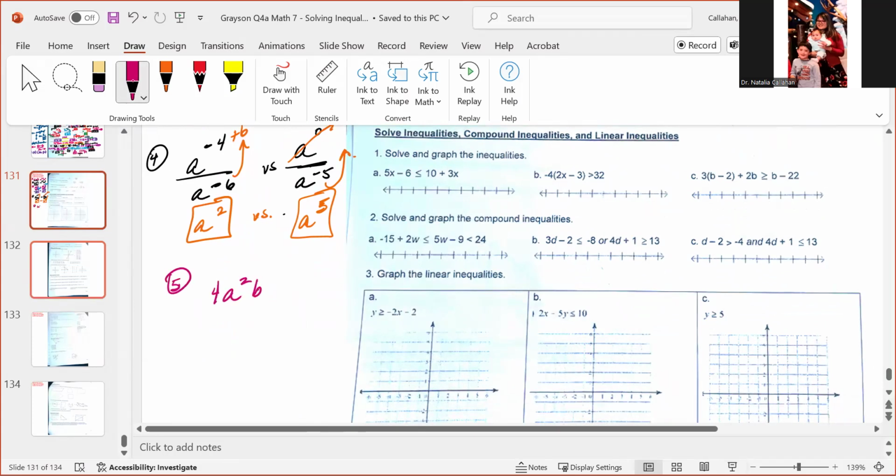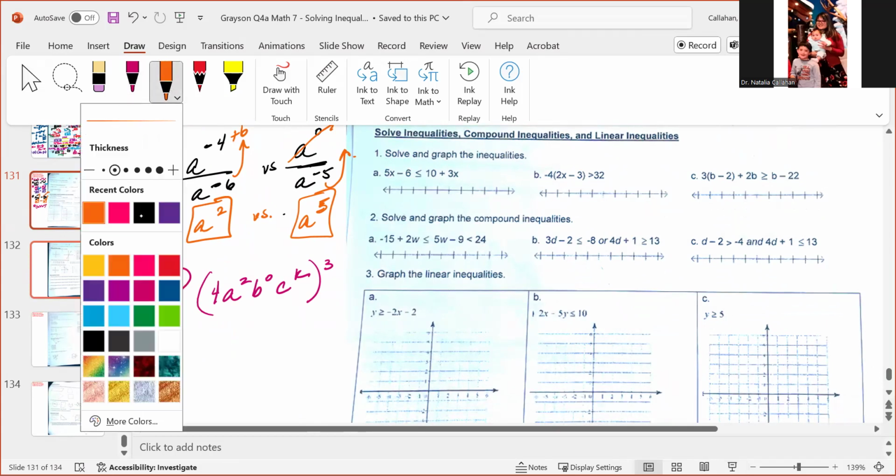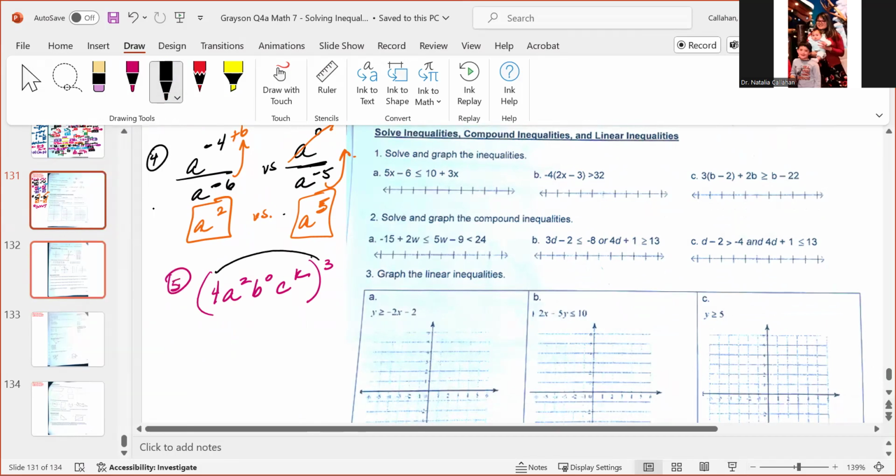4, A squared, B to the 0, C to the K power, all to the 3rd power. Do you see that? So what we're going to do is take that 3 and move it here, here, here, here. So 4 to the 3rd, A to the 6th. B to the 0 is just 1, so 1 to the 3rd power is just 1. You see that? C to the 3 times K.